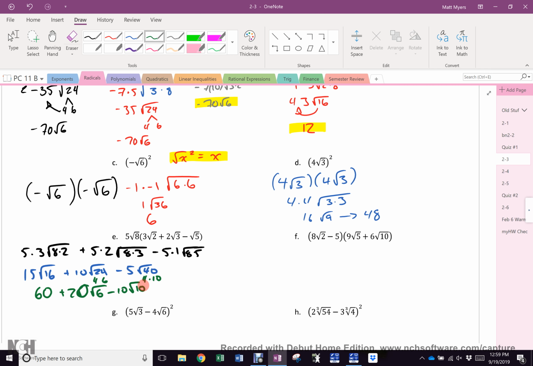Are we good? Okay. What's happening with F? People always say FOIL, and that's cool. I don't like FOIL because it only works if it's binomial, right? But the concept works no matter how big the polynomials are, right? So if we're going to say FOIL, we'll say FOIL. I'm going to use 4 different colors to remind you of how to do it. What's that one? That's the F for first.